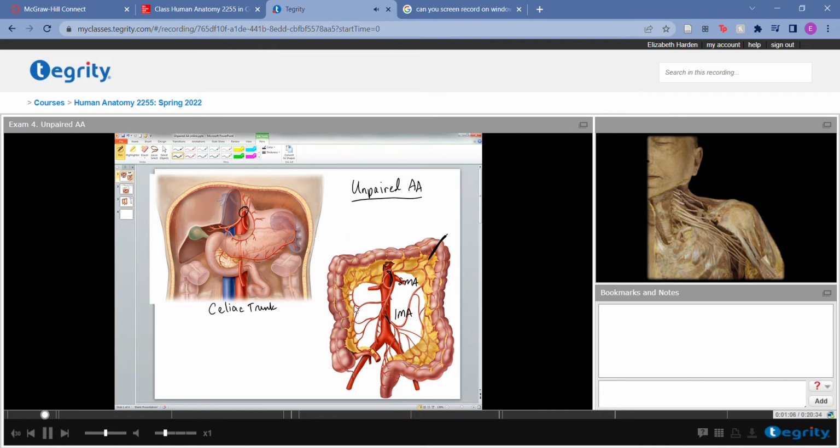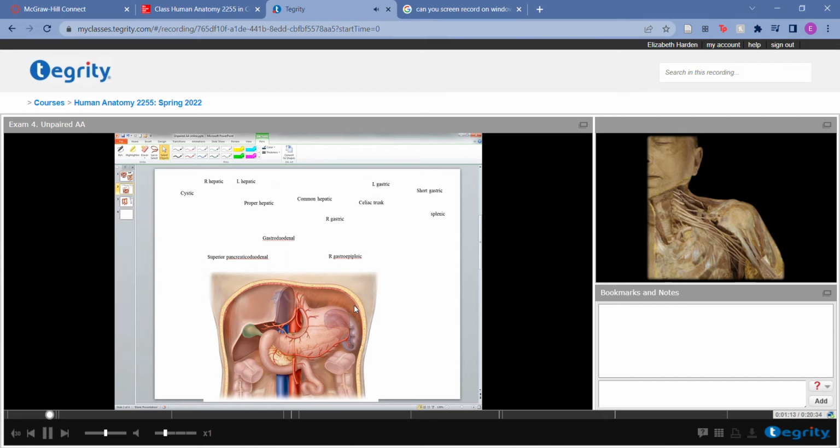What we're going to do is start by talking about the celiac trunk branches, and then talk about those other two. I decided to already put the words in here for you, pretty much just to save some time, and that way you won't have to try and read my hateful handwriting. So first, we are going to start with the three main branches that come off of the celiac trunk.